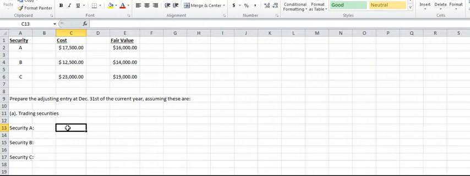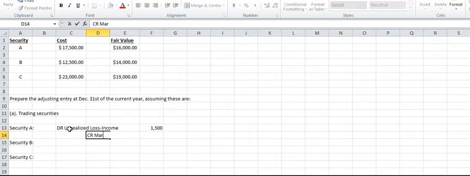So we are going to debit unrealized loss income, showing that it's going to be on the income statement for $1,500. And then we are going to credit market adjustment trading to show that this is our trading securities for $1,500.